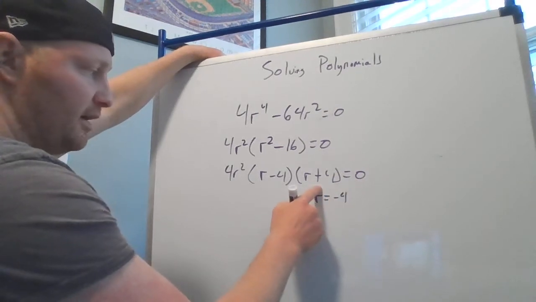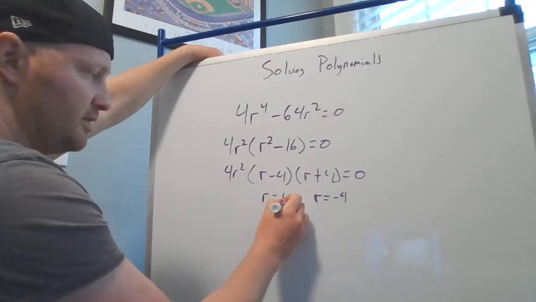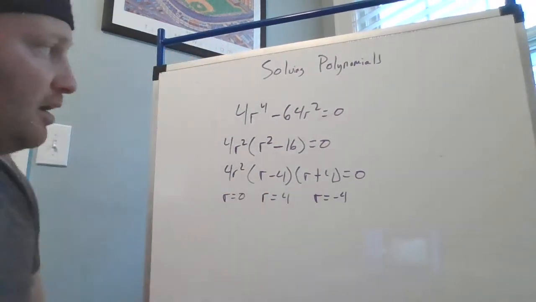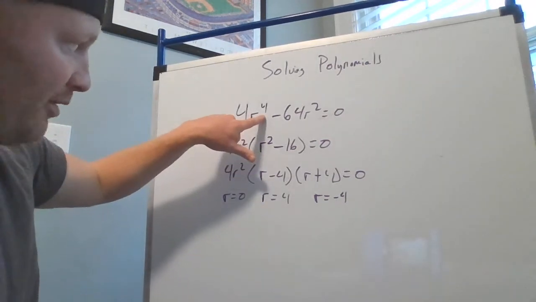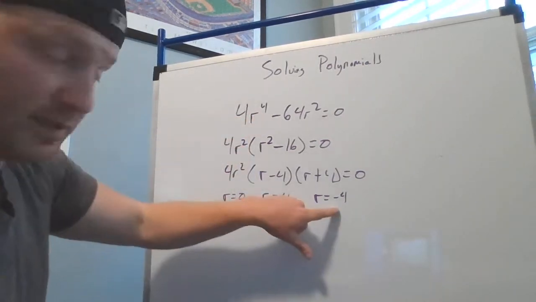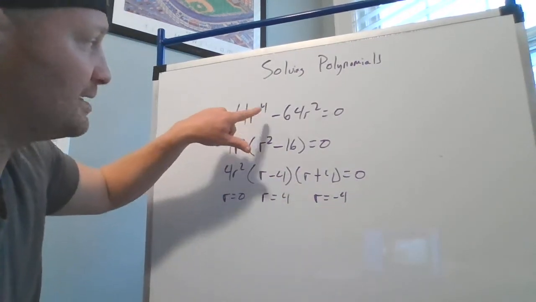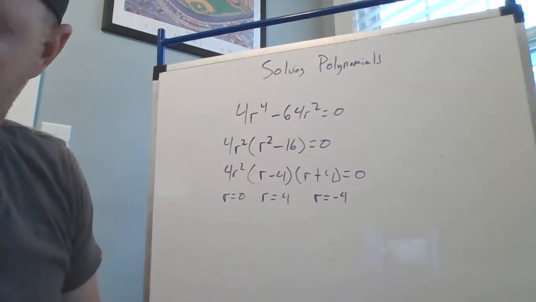If this r equals negative 4, there's a solution. If this r equals 4, there's another solution. And if this r equals 0, that is also a solution. Notice how in this case, the power was 4, but yet we only had 3 solutions. That's more than appropriate because that means you can have up to as many as 4 solutions. So that's that one.